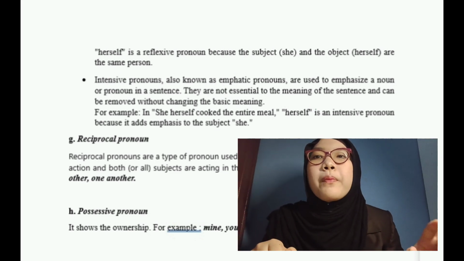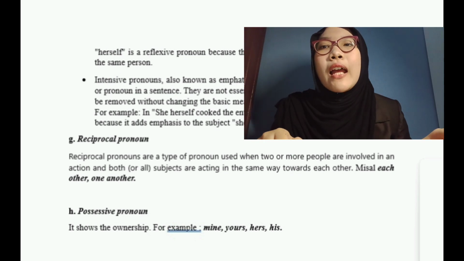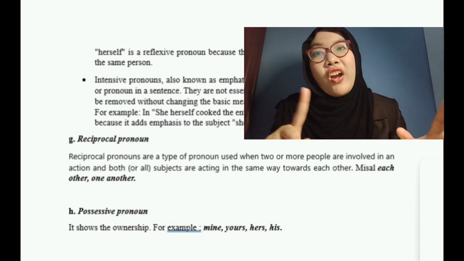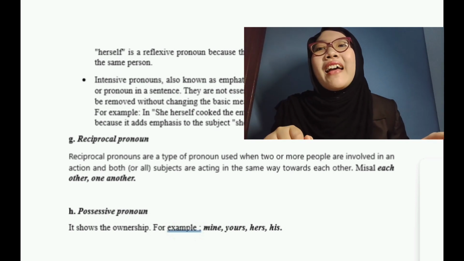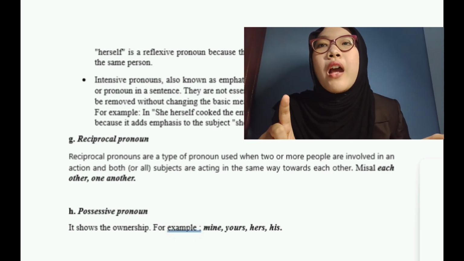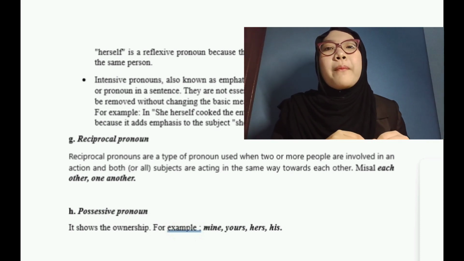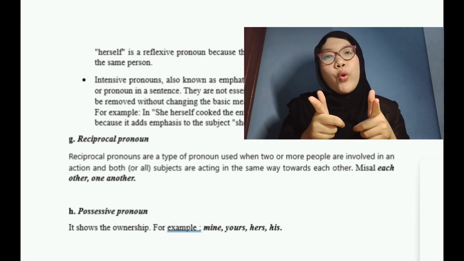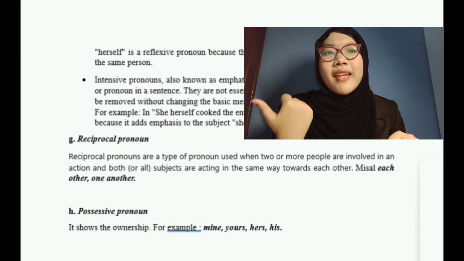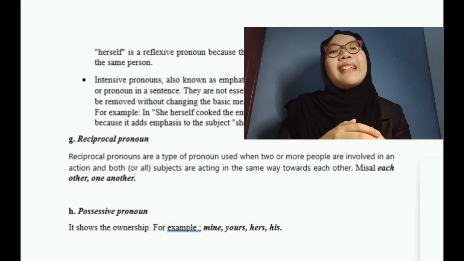And reciprocal pronouns are the type of pronoun used when two or more people are involved in an action or subjects are acting in the same way towards each other, such as each other, one another. Reciprocal, remember about it. And then the last one is about the possessive pronoun. It means that it shows the ownership of something. For example, mine, yours, hers, his, theirs, ours, something like that.